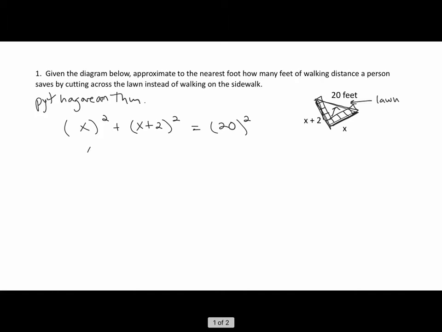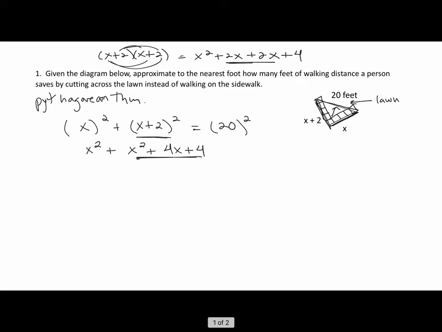So let's simplify by squaring these. x squared is x squared. For x plus 2 squared, we're going to have to multiply x plus 2 times another x plus 2. So that's going to be x squared plus 2x plus 2x plus 4. If I combine those like terms, that's x squared plus 4x plus 4. So this is the expansion of that. 20 squared is 400. Then we do have like terms on the left side here. Together that's 2x squared plus 4x plus 4 to simplify on the left side.